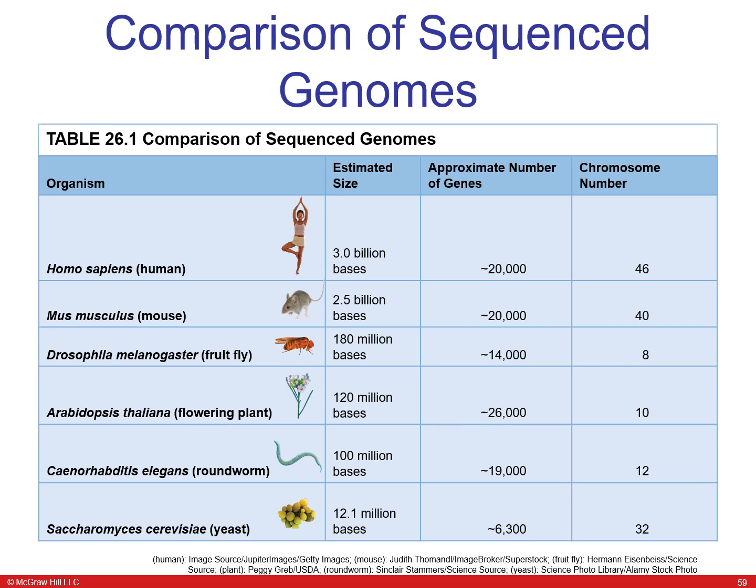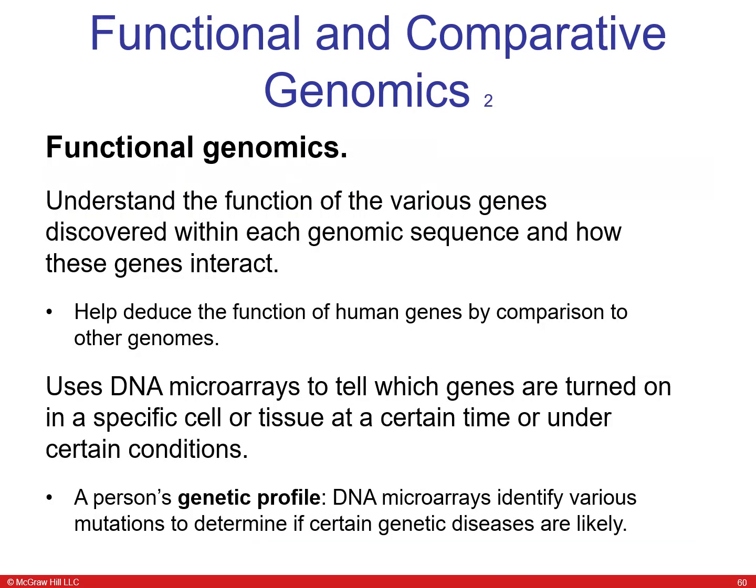Here is a table showing different organisms and the size of their genomes, the number of genes they have, and the number of chromosomes. Functional genomics is to understand how these genes interact, and we can use DNA microarrays to tell which genes are turned on in a specific cell or tissue and which are not. And we can get a person's genetic profile using DNA microarrays to identify various mutations to determine if certain genetic diseases are likely.